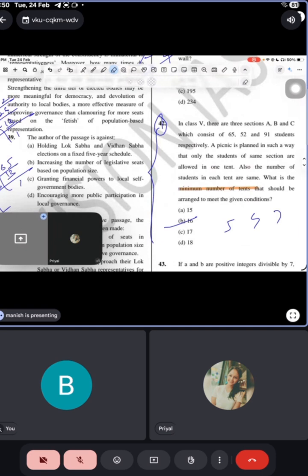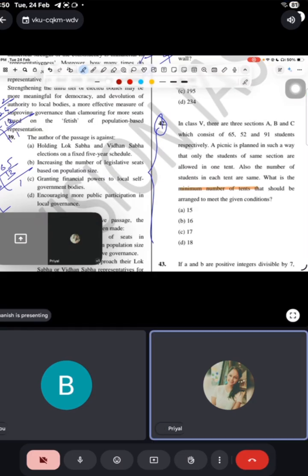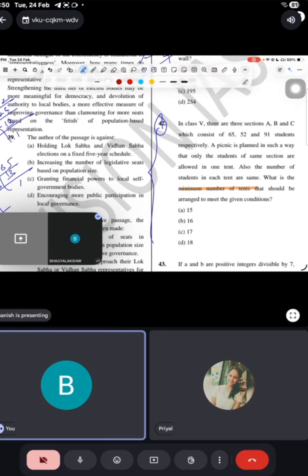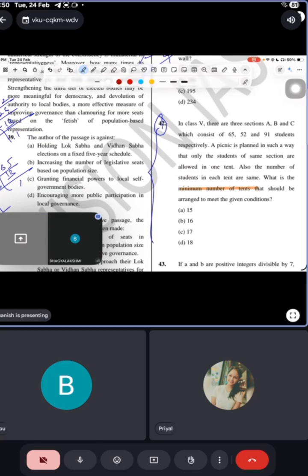Read this question, Bhagya. In class 5, there are three sections A, B, C, which consist of 65, 52, 91 students respectively. A picnic is planned in such a way that only the students of the same section are allowed in one tent. Also, the number of students in each tent is the same. What is the minimum number of tents that should be arranged to meet the given conditions? Tell Bhagya the demand. What is the demand?